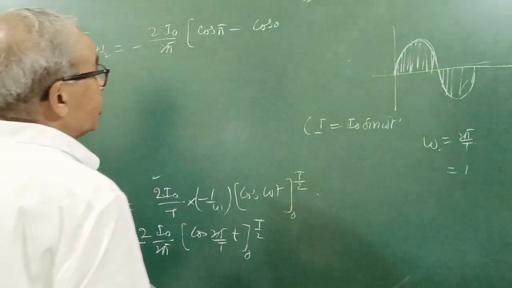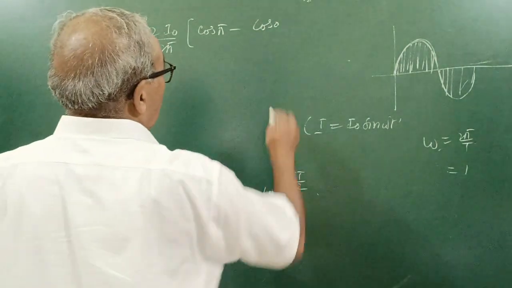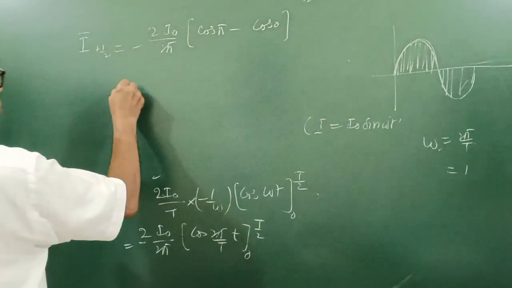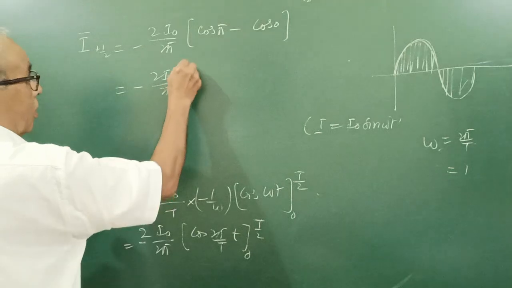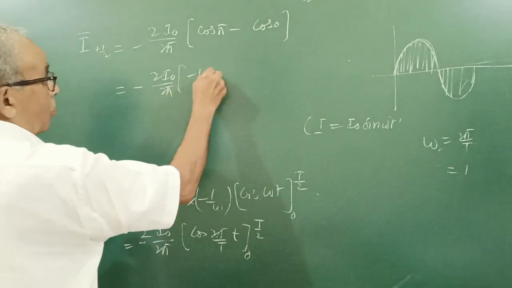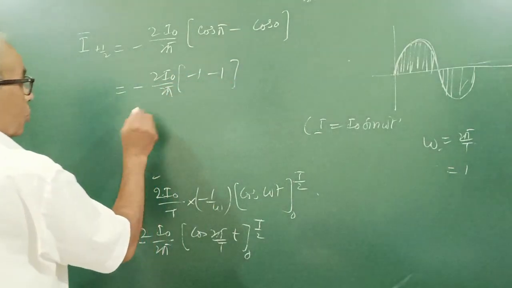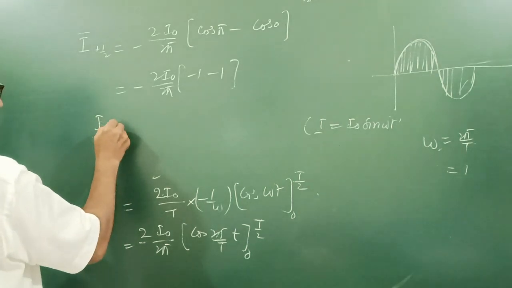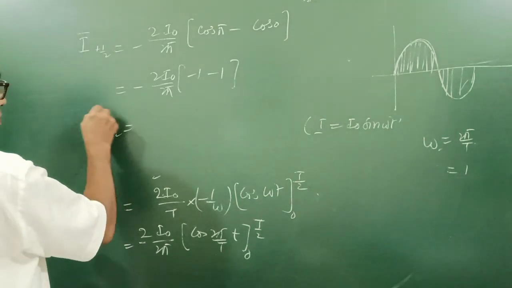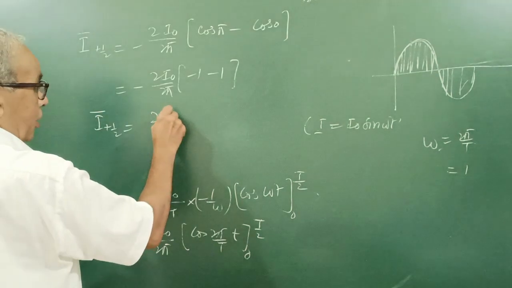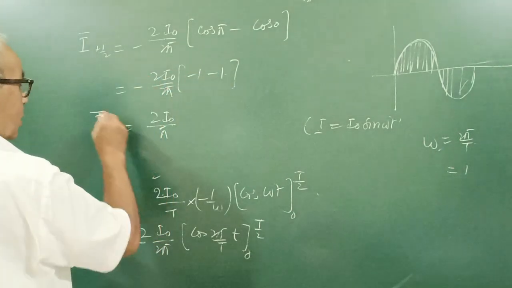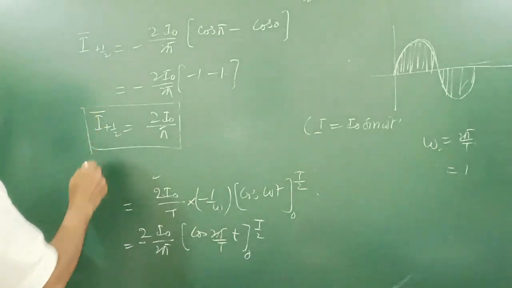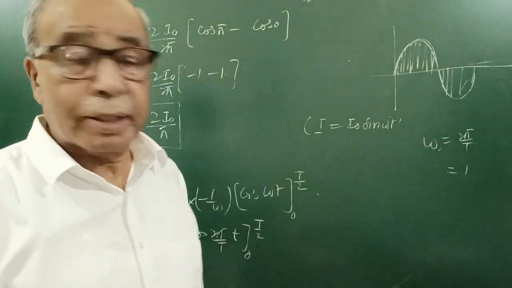Upper limit minus lower limit. So it will be minus 2I0 upon 2 pi, or minus 1. So what is left here is I positive half bar, which is equal to 2I0 upon pi. These two minus signs cancel. Similarly, this question has been asked once in an exam.